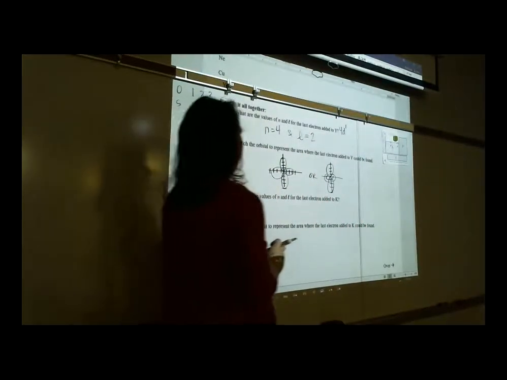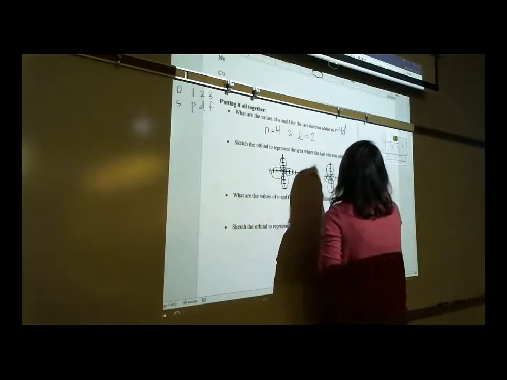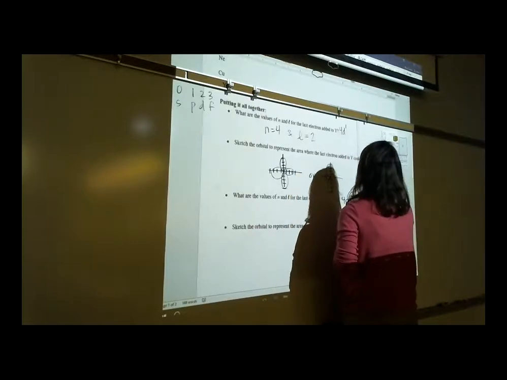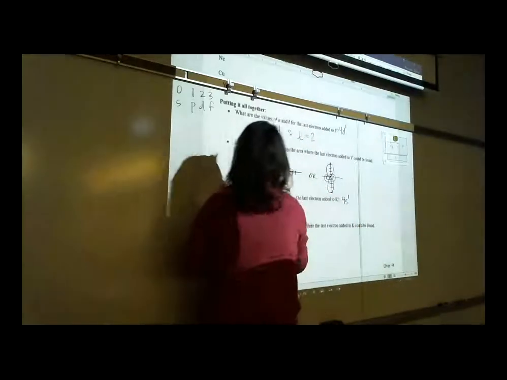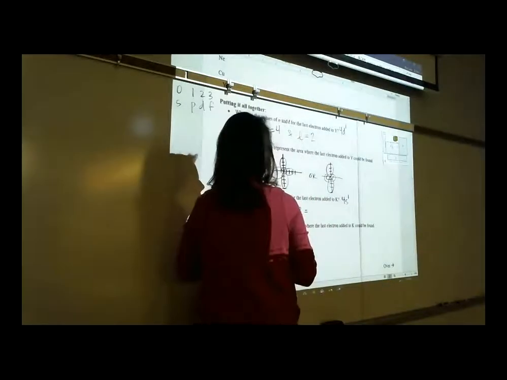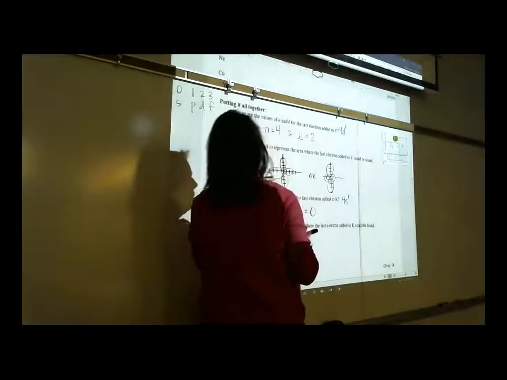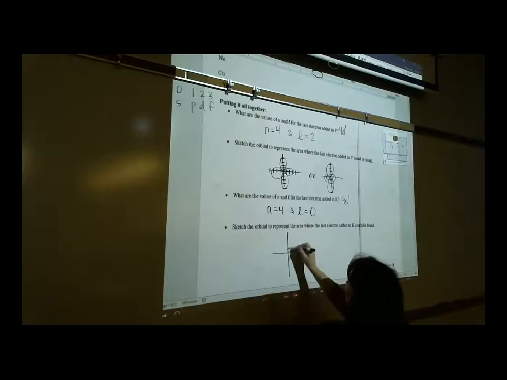Okay, what are the values of n and l for the last electron added to potassium? Potassium would be right there, so that's 4s1, right? So n equals 4 and l equals what? 0. And so what would that orbital look like? What shape would it be? Just a circle with a radius of 4. Do your best. It's a pretty sad circle.